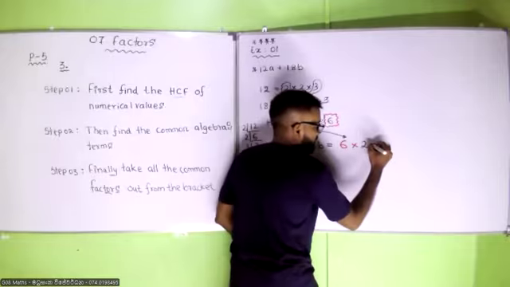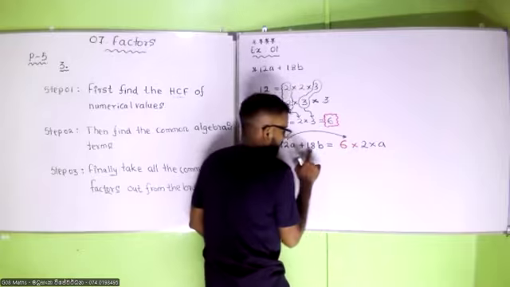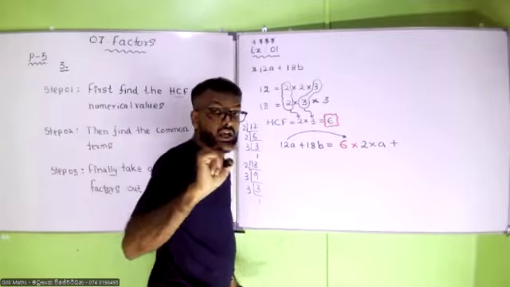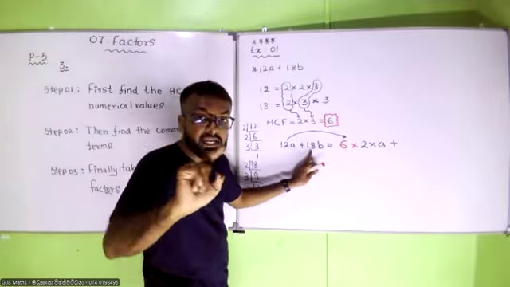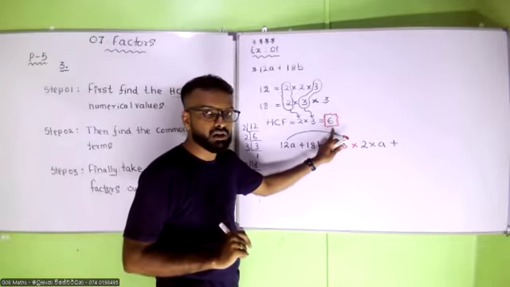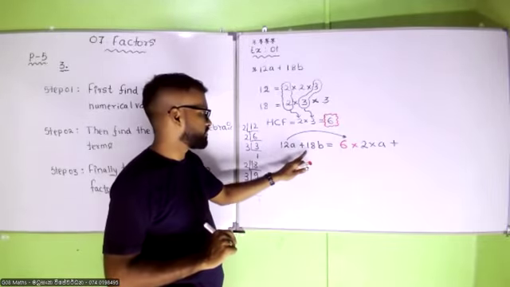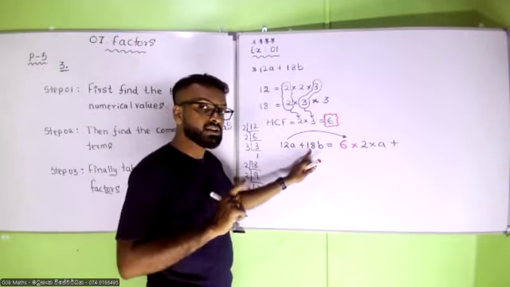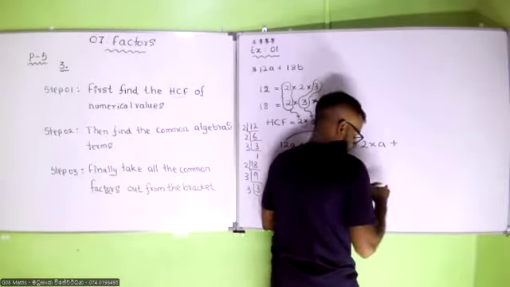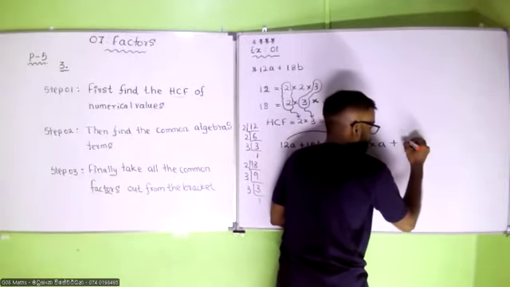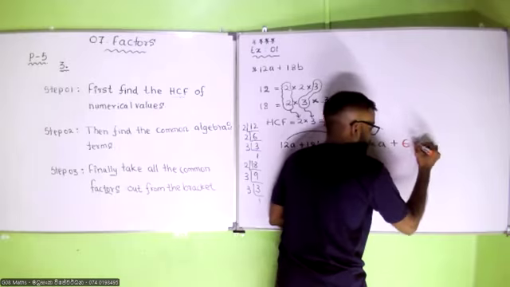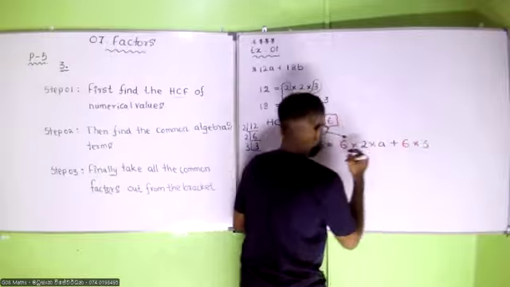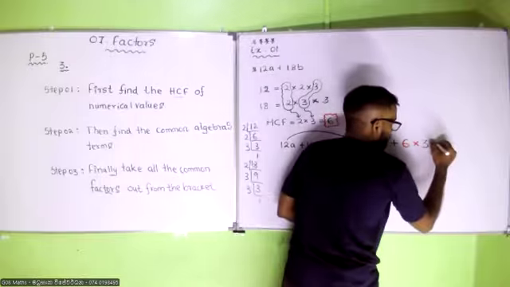Here we have term a. In the middle I have plus. Now tell me, how are you going to represent 18 as a product? By using 6, you can represent 18 as 6 multiplied by 3. And the algebraic term is b, which I will put at the end.